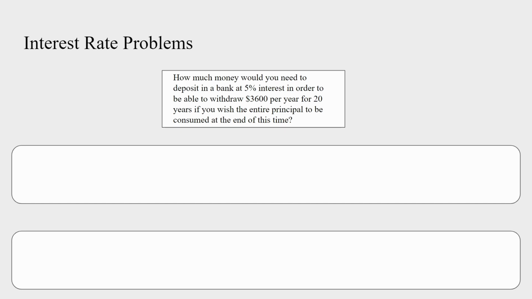How much money would you need to deposit in the bank at 5% interest in order to be able to withdraw $3,600 per year for 20 years if you wish the entire principal to be consumed at the end of this time? Okay, so I did solve this out. I recommend you get a stab at it. So first you must formulate your problem. And we do have an initial value.